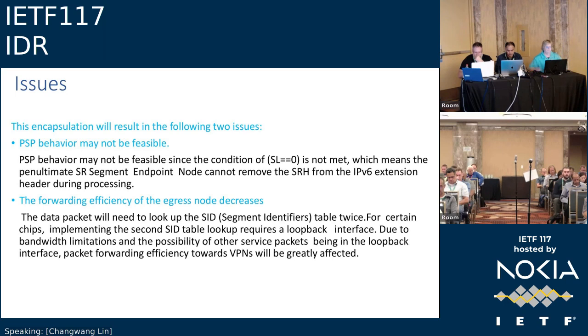This encapsulation will result in the following two problems. PSP behavior may not be feasible since the condition of SL equals 0 is not met, which means the penultimate SRv6 endpoint node cannot remove the SRH from the IPv6 extension header during processing. Also, the forwarding efficiency of the egress node decreases since the data packet needs to look up the local SID table twice. For certain chips, implementing the second SID table lookup requires a loopback interface mechanism due to bandwidth limitation and the possibility of other service packets being processed in the loopback interface. The packet forwarding efficiency towards VPNs will be greatly affected. Next, please.